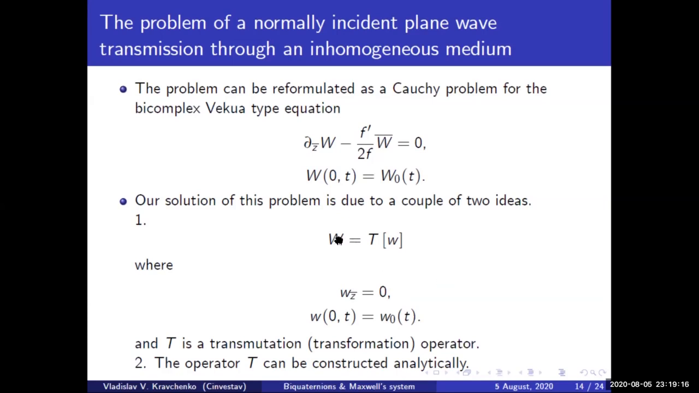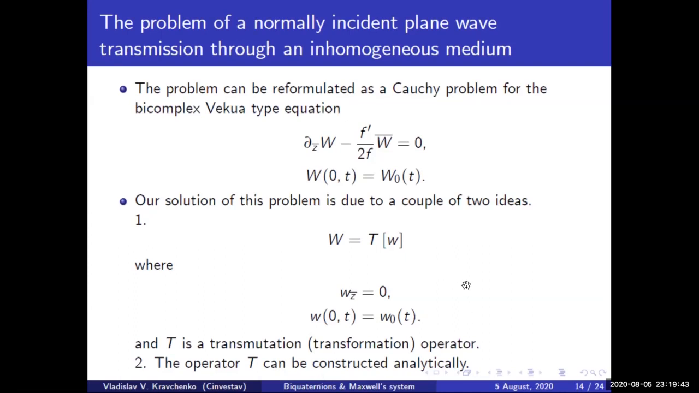So there exists a certain, a very good transmutation operator, which relates these two problems: the Cauchy problem for the Cauchy-Riemann hyperbolic equation and the Cauchy problem for the Vekua type equation. And the second idea is that this operator T, in fact, can be constructed analytically.